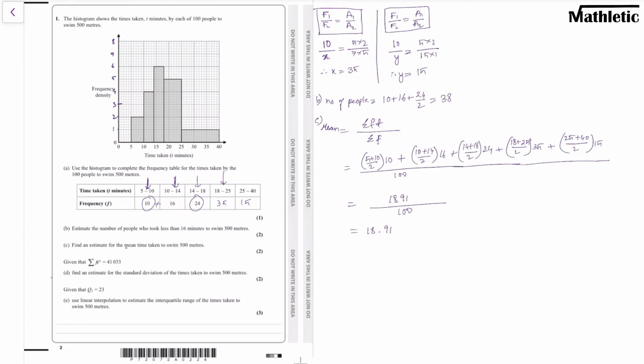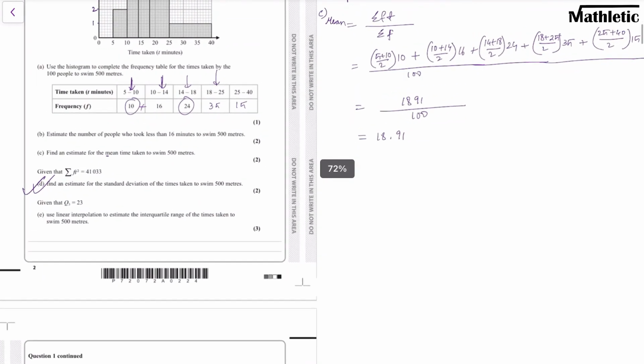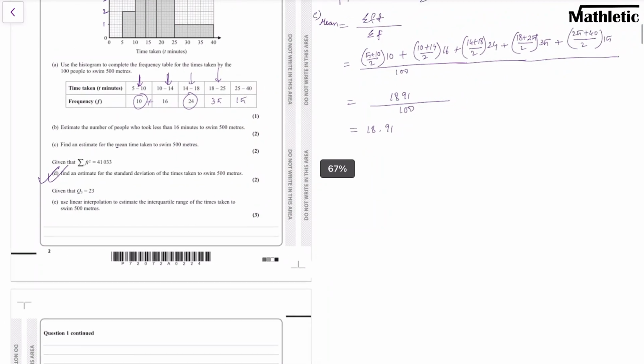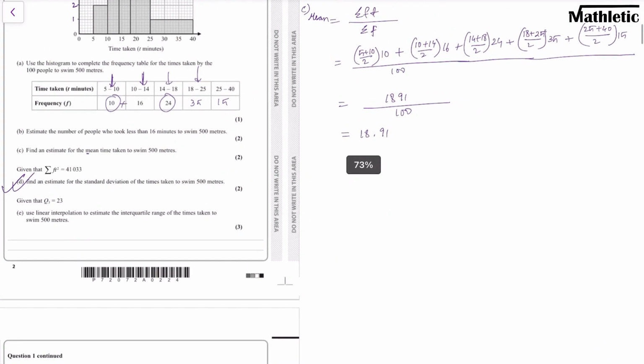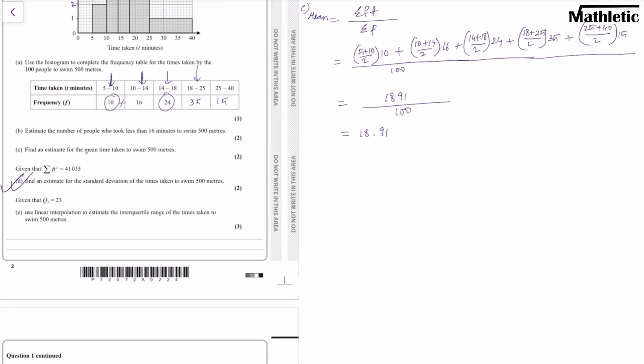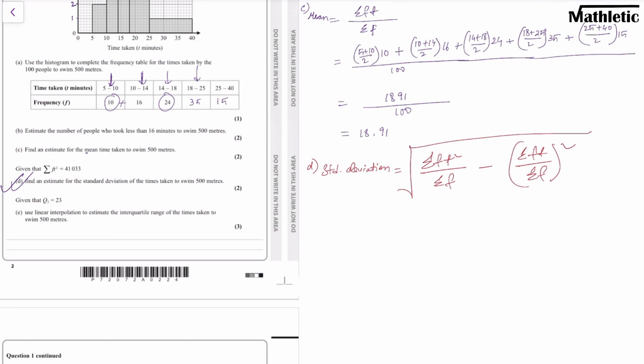Okay, next you need the standard deviation. So the formula for the standard deviation is this: sum of f t square by sum of f, minus sum of f t divided by sum of f, whole square. That's the formula for variance. When you take the root over, you get the standard deviation. So I will just substitute the values.